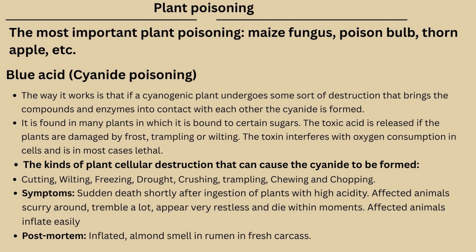Symptoms: sudden death shortly after ingestion of plants with high acidity. Affected animals scurry around, tremble a lot, appear very restless and die within moments. Affected animals inflate easily. Post-mortem: inflated, almond smell in rumen in fresh carcass.